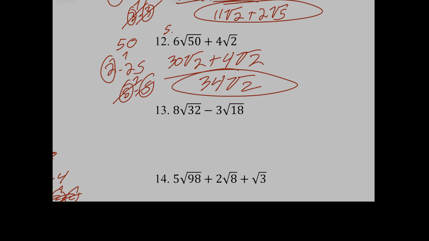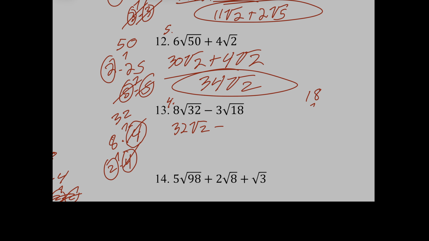Let's do number 13. So I'm going to break down the 32. And that's going to be an 8 times 4. Watch what I'm going to do here, only because I know what's going to happen. 2 times 4. I didn't break down the 4s, but I did find a match. And if you match, it doesn't have to be prime. If you find any match, you can pull them out. So I'm going to pull a 4 out right away. And that's going to become a 32 root 2 minus, well, let's do this.